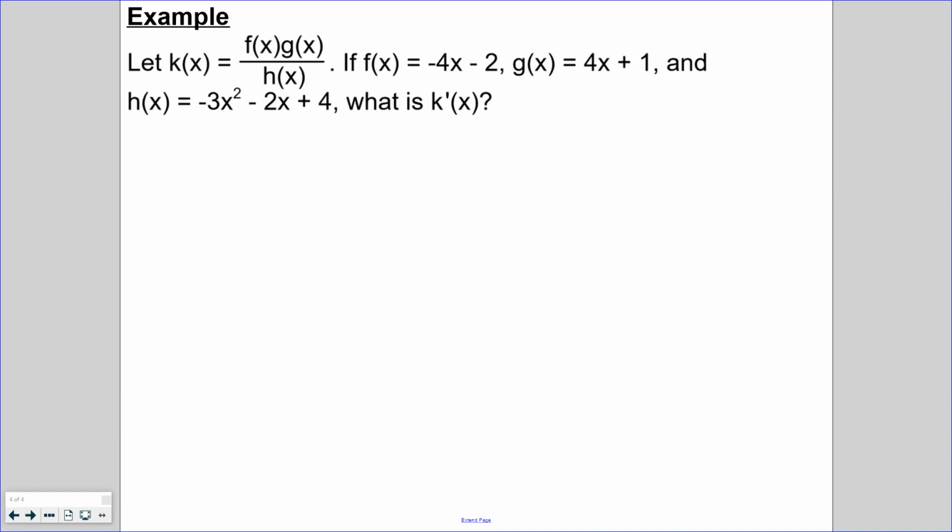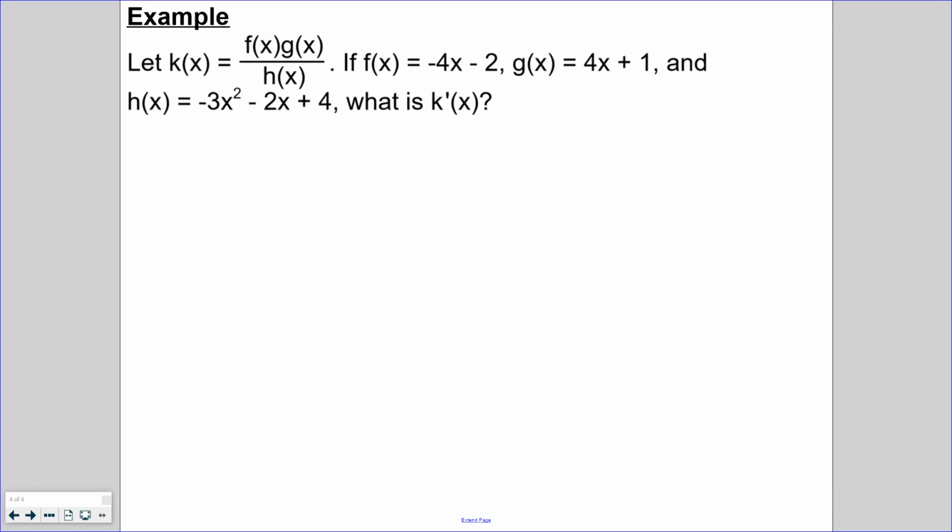So this time we're going to let k of x equal f of x times g of x, all over h of x. And we're told f of x is negative 4x minus 2, g of x is 4x plus 1, and h of x is negative 3x squared minus 2x plus 4. What is k prime? This example is asking for the derivative in general, not at a specific point. So here we are going to have to actually plug in our expressions and do a bunch of distributing and simplification to get our answer.